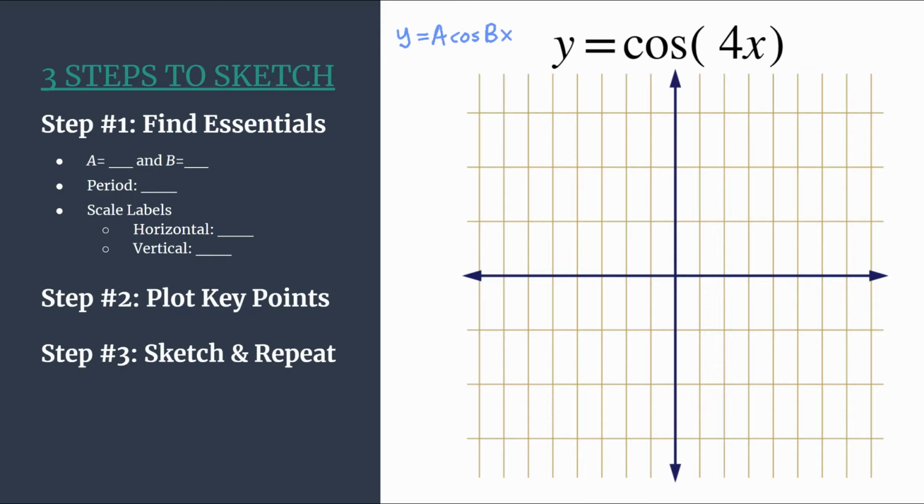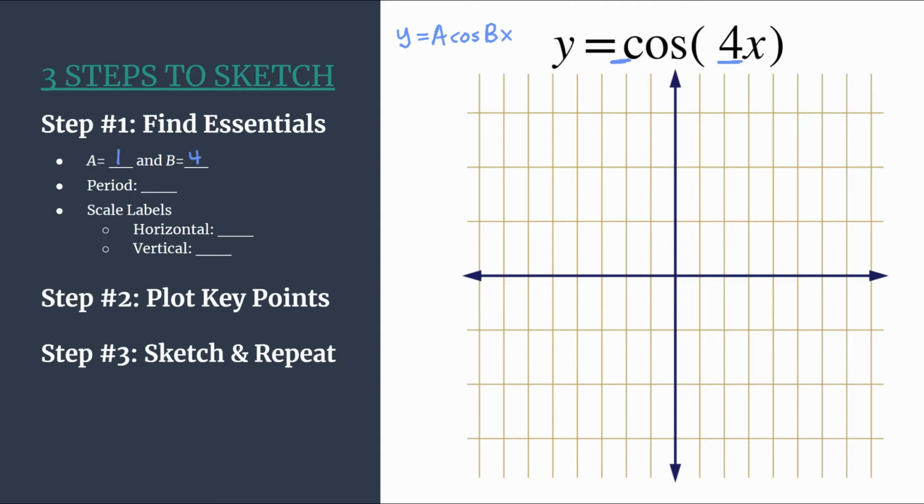Step 1 is to find the essential information. So a is the coefficient of cosine. Here we have an understood 1. The absolute value of a, so 1, is also the amplitude, which is the distance from midline to maximum or midline to minimum. And then we see b, which is the coefficient of x, is 4.